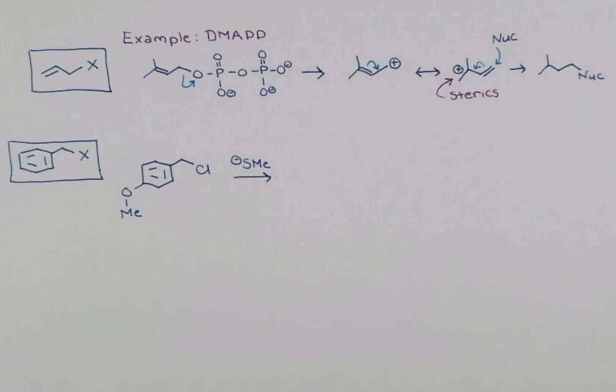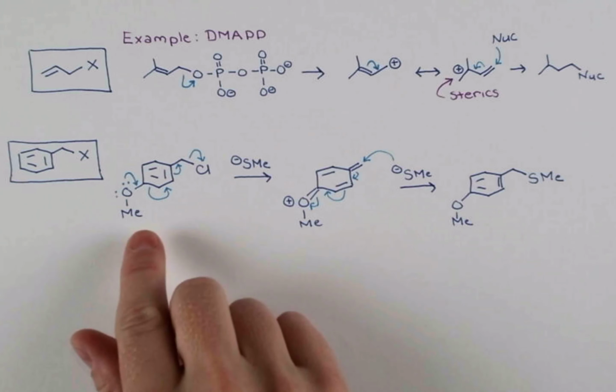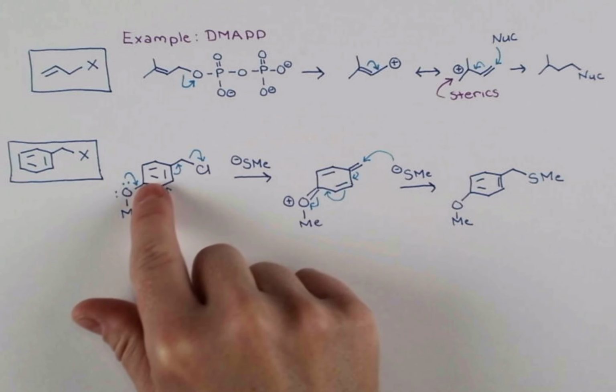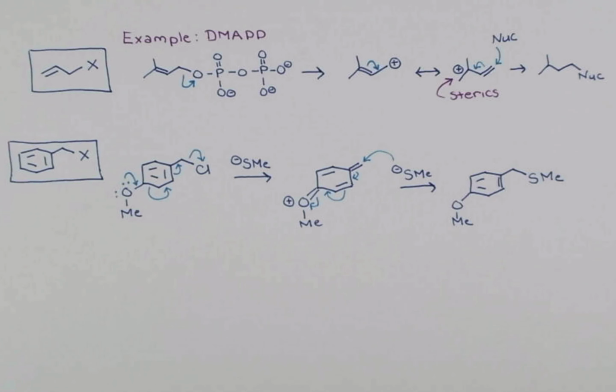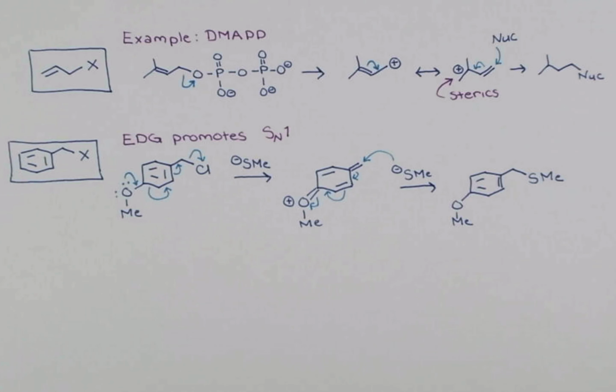Let's draw our lone pairs of electrons on oxygen, and now we can show resonance through the whole benzene ring, pushing out our leaving group in an SN1 fashion. This gives this intermediate, which can then be attacked by our nucleophile, giving our substitution product. So we can say that electron-donating substituents, particularly those para to the benzyl group, will promote SN1 reactions. Now by contrast, para-electron withdrawing groups will promote the SN2 mechanism under the same conditions with the same nucleophile.